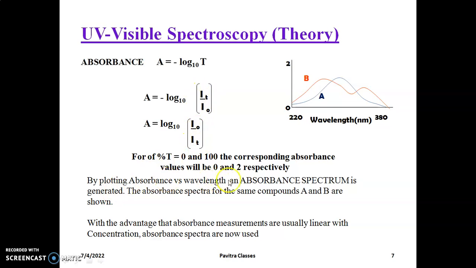By plotting absorbance against wavelength, an absorbance spectrum is generated. You can see the spectrum here. The absorbance spectra for the same compounds A and B are shown. The advantage of absorbance measurement is that it is usually linear with concentration.